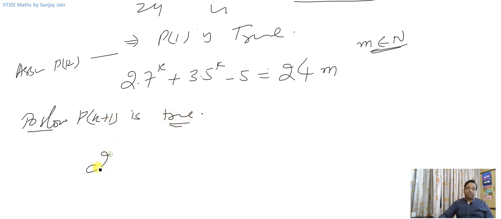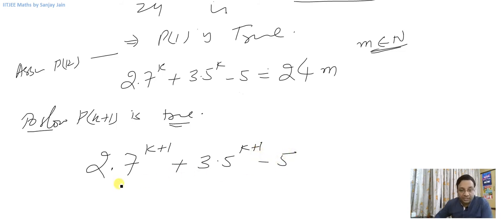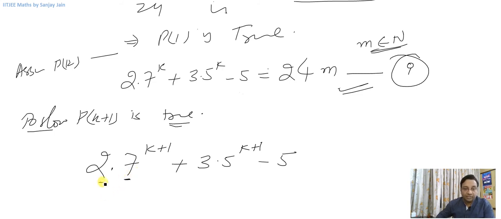So I will require 2 into 7 raised to power k plus 1 plus 3 into 5 raised to power k plus 1 minus 5. I need to show that this expression is also a multiple of 24, and I will use this equation to show that. Now I'll just need to do some manipulations. 7 raised to power k plus 1 can be written as 7 into 7 raised to power k. So 7 into 2 will be 14, and into 7 raised to power k.